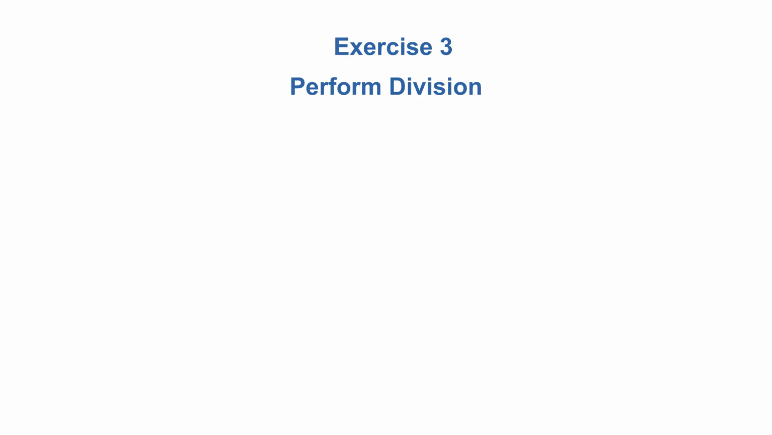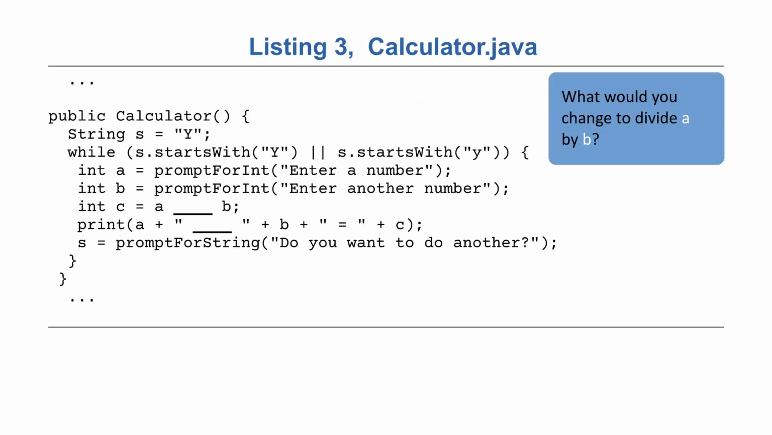Exercise 3. Perform division. What would you change to divide A by B? Run it. Try numbers 5 and 2. What happened? Did it print 5 divided by 2 equals 2.5? It should not have. It should have printed 5 divided by 2 equals 2.